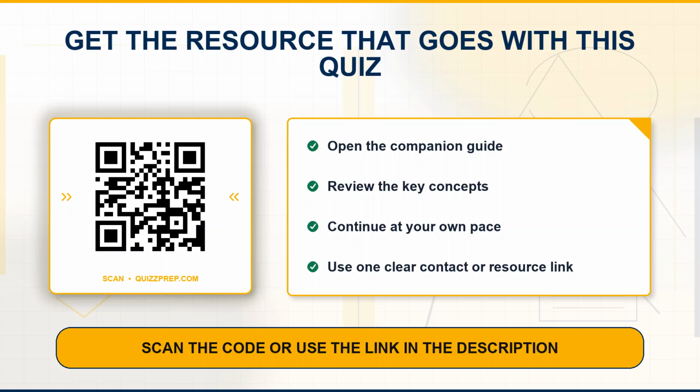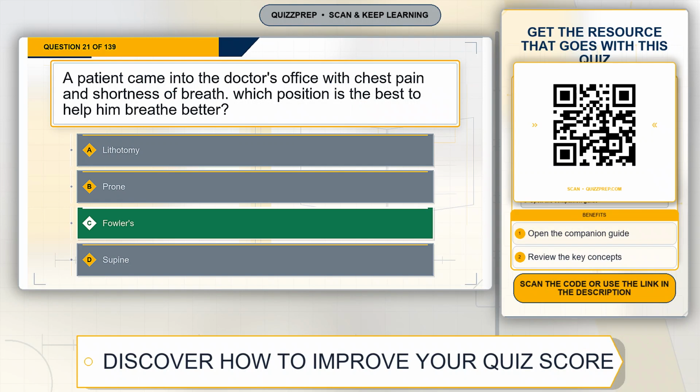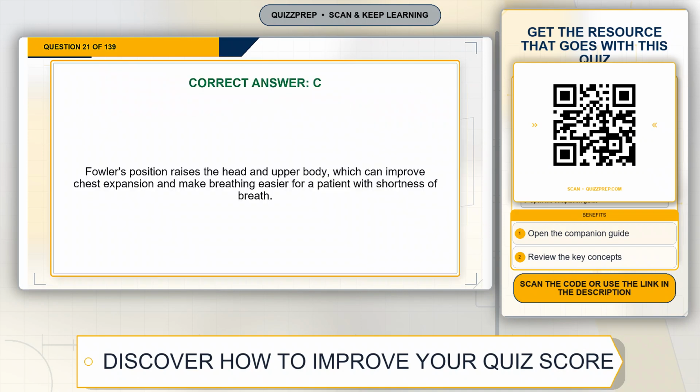Question 21. A patient came into the doctor's office with chest pain and shortness of breath. Which position is the best to help him breathe better? Option A, lithotomy. Option B, prone. Option C, Fowler's. Option D, supine. The correct answer is option C, Fowler's. Explanation. Fowler's position raises the head and upper body, which can improve chest expansion and make breathing easier for a patient with shortness of breath.